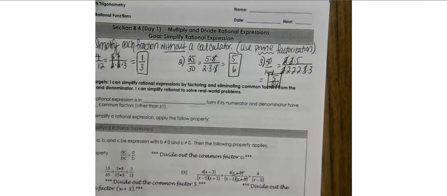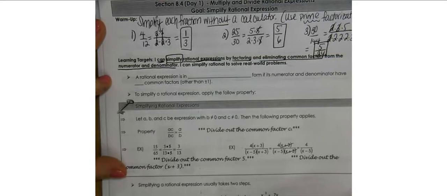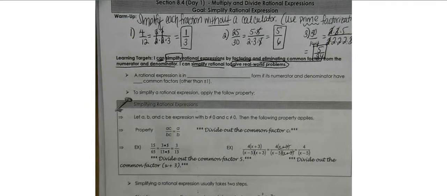And this skill of using prime factorization in order for you to simplify fractions is exactly what we're going to be doing in our lesson today. So our learning target for today is for you to be able to say, I can simplify rational expressions. So we're going to be simplifying them by factoring and eliminating common factors from the numerator and the denominator. And I want you to also be able to say that I can simplify rational expressions in order to solve real-world problems. So we're going to actually have a real-world problem. So this first lesson is all about simplifying fractions, and our next lesson is about multiplying and dividing fractions.